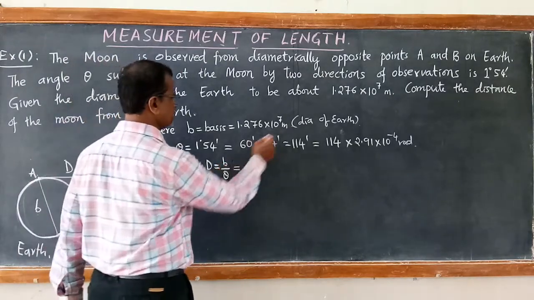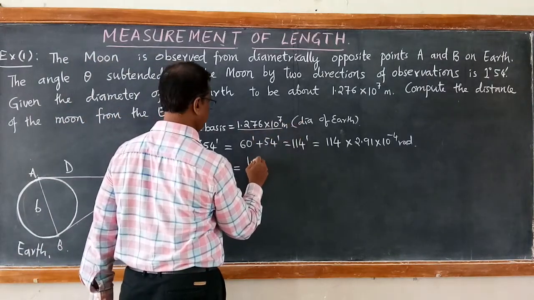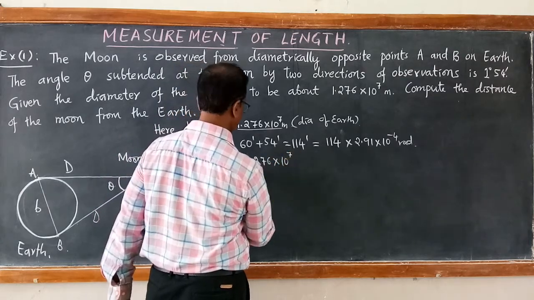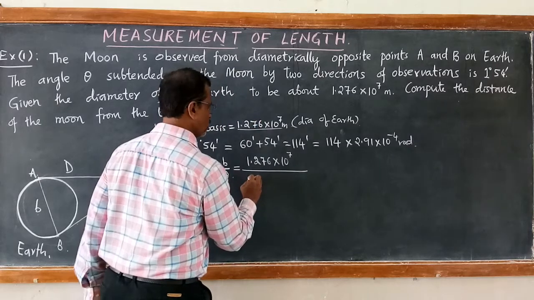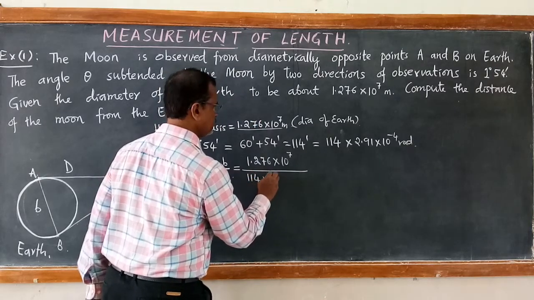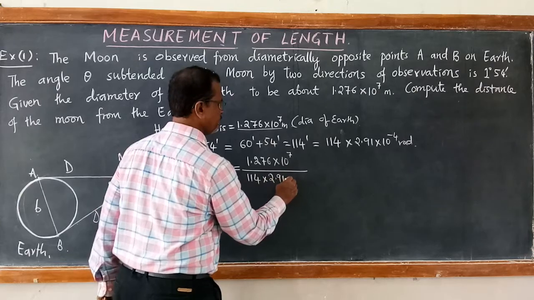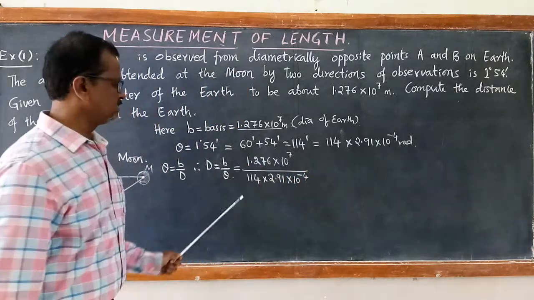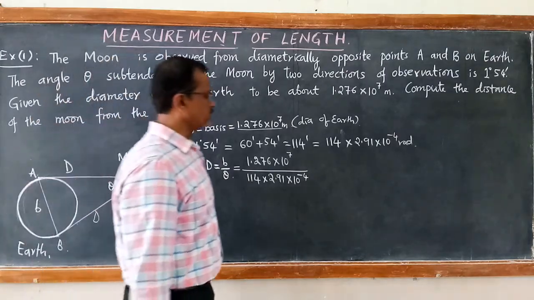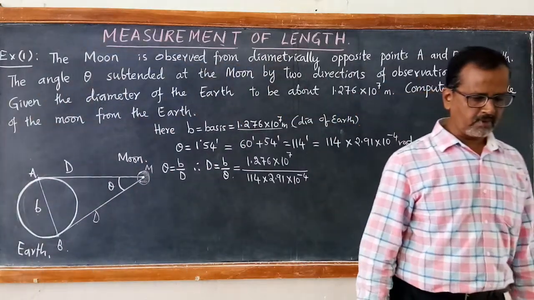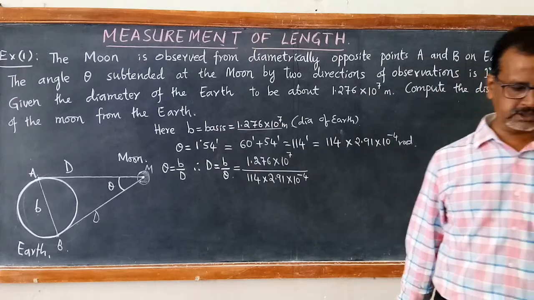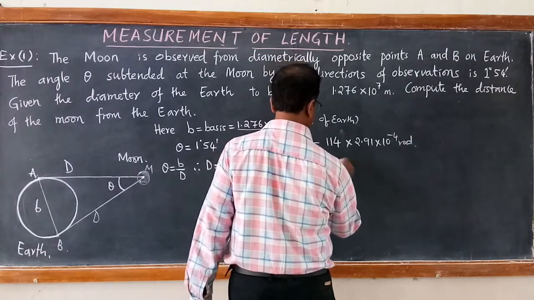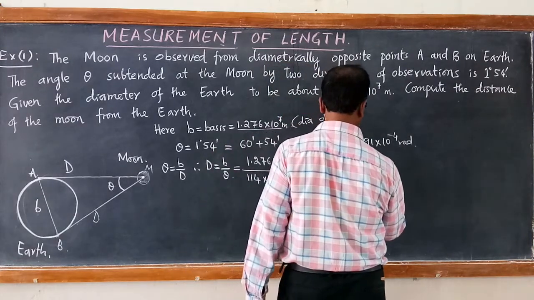So basis is nothing but the diameter. So it becomes 1.276 into 10 raised to 7 whole divided by 114 into 2.91 into 10 raised to minus 4. If you simplify this, this gives us the distance of moon. The distance of moon is 3.84 into 10 raised to 8 meter.